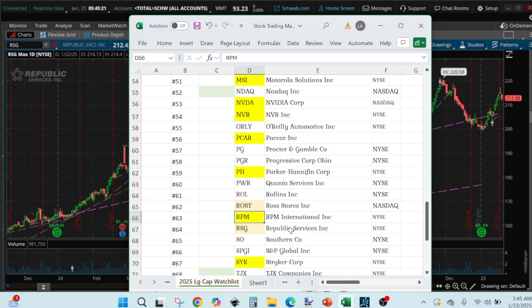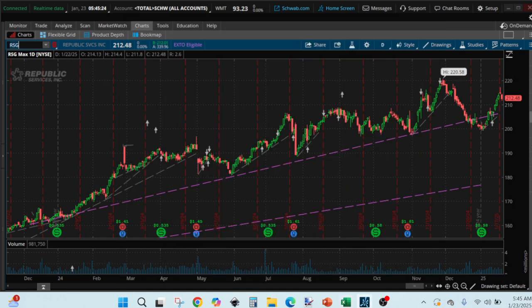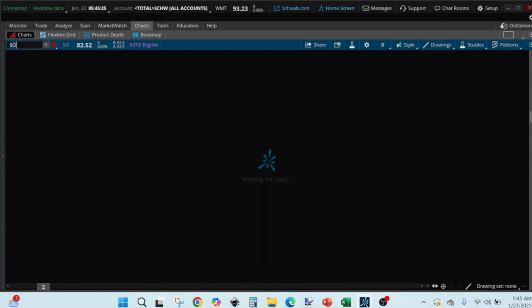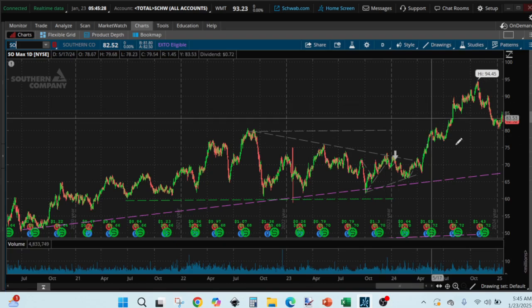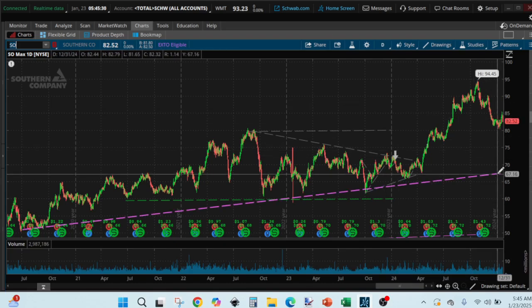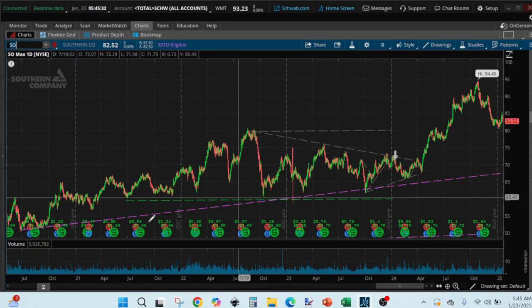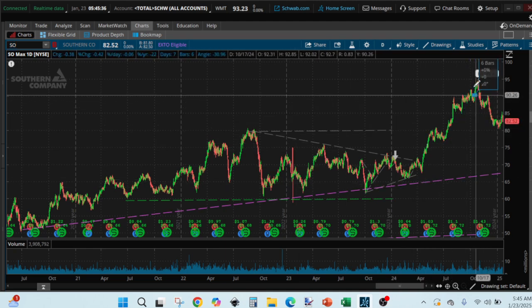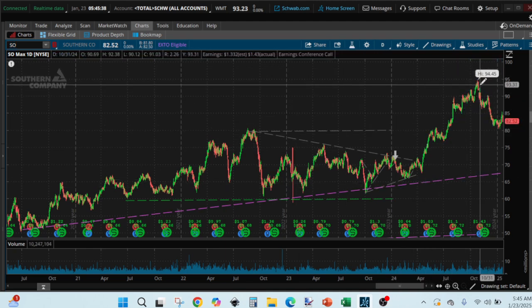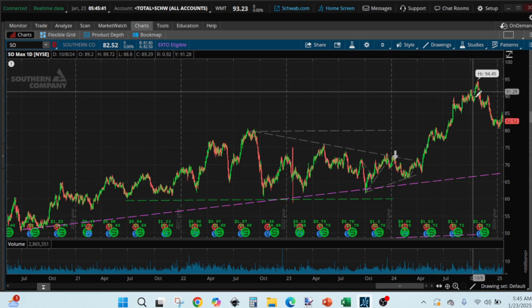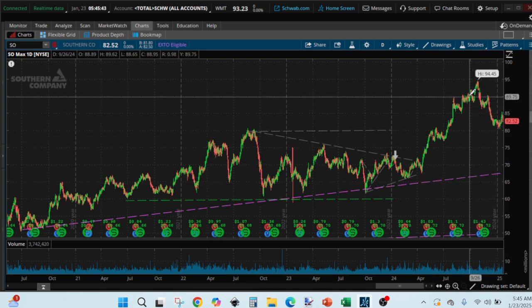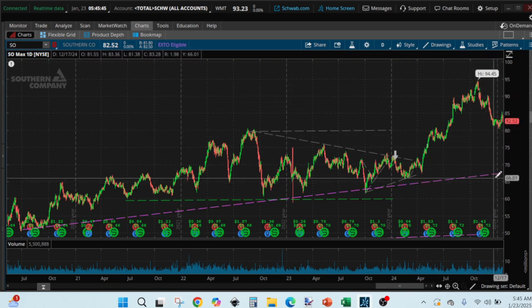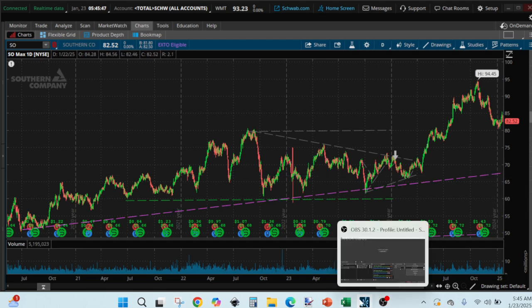So the next one is SO. So SO, we have this trend line that we like to buy at. It does make a big mountain, so we have the peak there. So we have this side of the mountain. We could be in the descent side of the mountain. So we are just going to wait on it here.